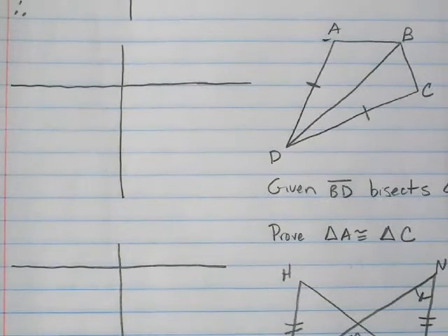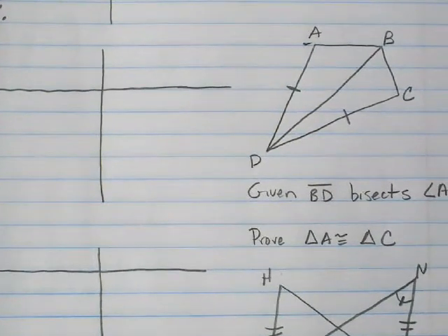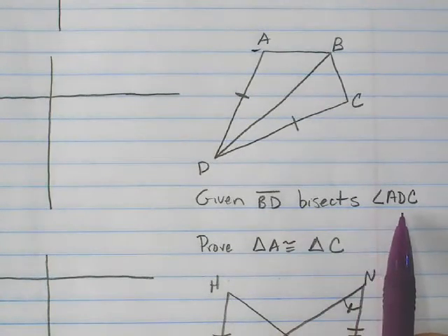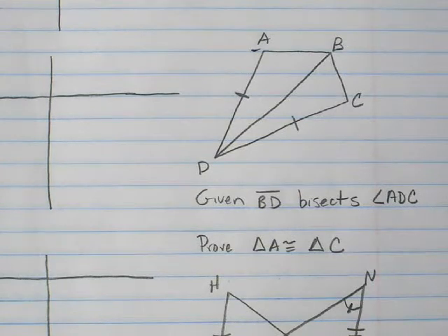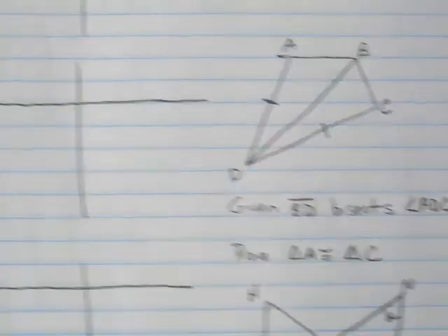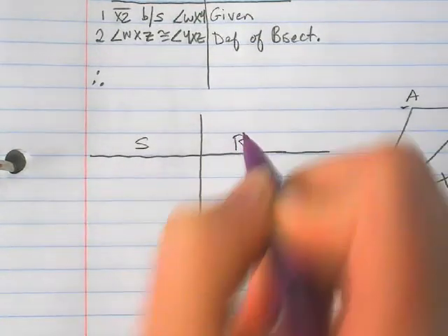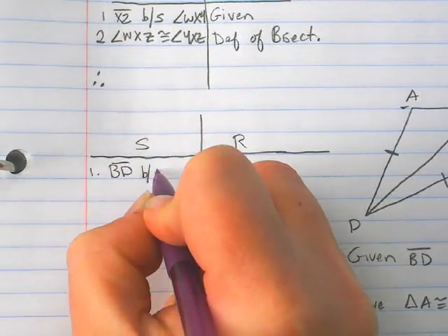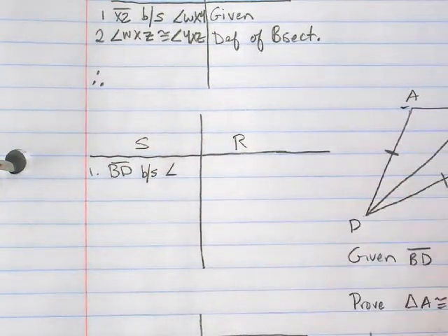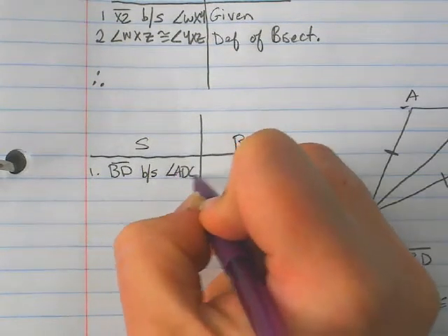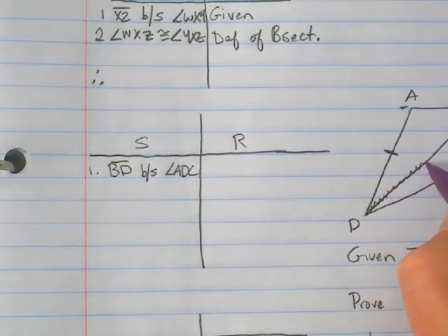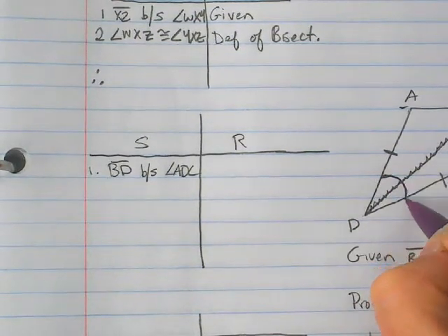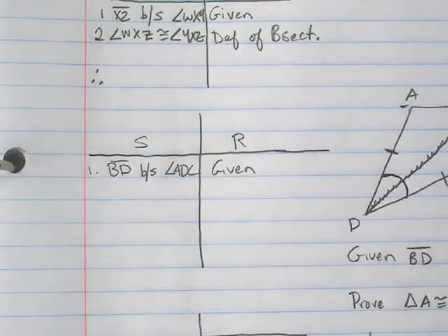Let's look at this example. We have a given: segment BD bisects angle ADC. What should you do with that? If you said write it at the very top of your proof, you are correct. So number one, BD bisects angle ADC. I'm going to make sure I mark this. There's the bisector, and here's the angle that's being bisected. There's my given.